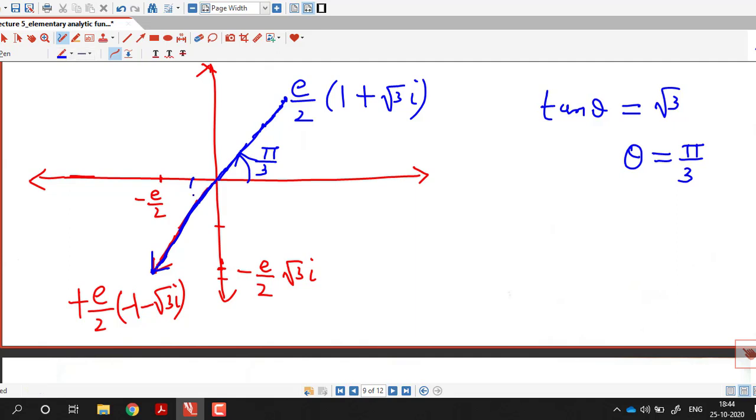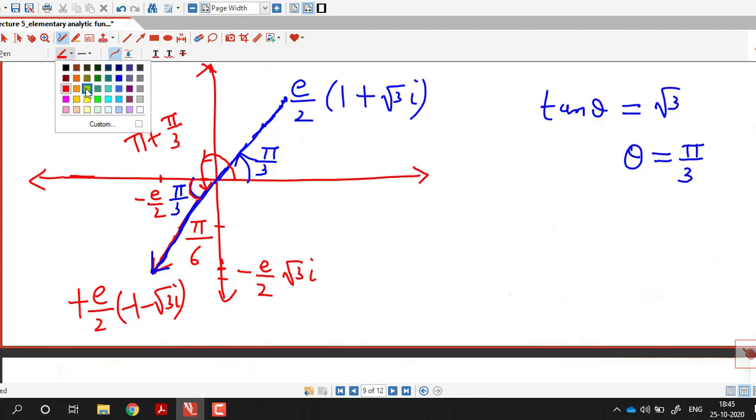Now because this angle is pi by 3, this is also pi by 3. And this angle is going to be pi by 6. Now we are interested in the principal argument. So if we measure the angle made by this vector with the positive x-axis in the counterclockwise direction, then you can see this angle is pi by 3 and up to this it is pi. So it is going to be pi plus pi by 3. So it will be bigger than pi, and here we require the principal argument of the complex number. So we have to measure in the clockwise direction, that is, in this direction we have to measure.